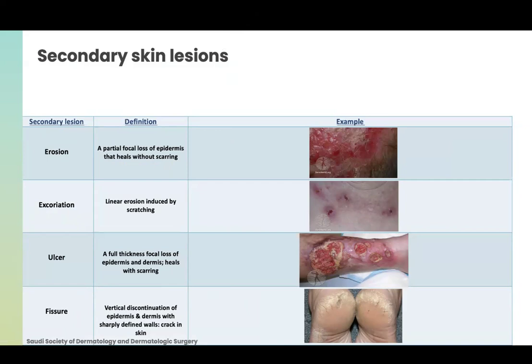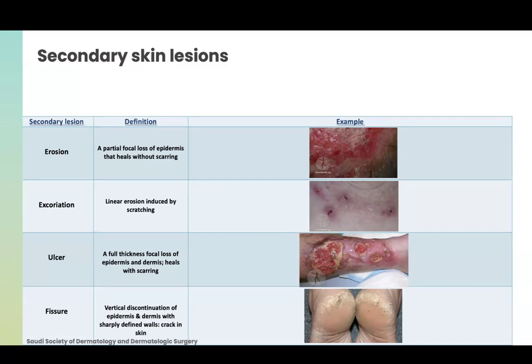We continue? Okay, so moving on to secondary skin lesions. Again, as I mentioned, secondary skin lesions are those that develop either because of evolution of the disease or because exogenous factors are affecting your primary skin lesion or your normal skin, okay? We're going to start with erosion, excoriation, ulcer, and fissure. I like to lump them together. Why? Because in all of them you have either partial or full thickness loss of skin, or discontinuity of skin.